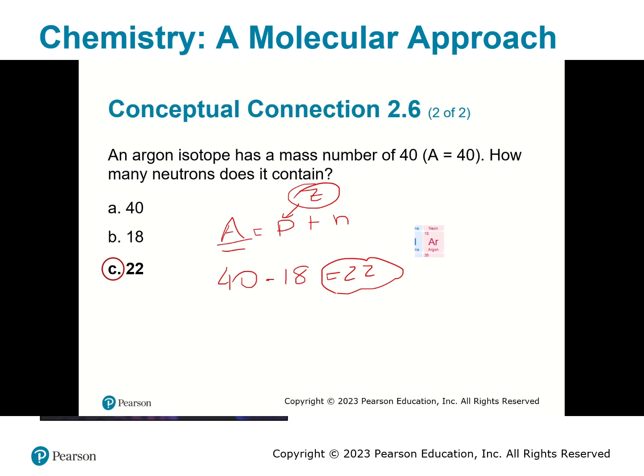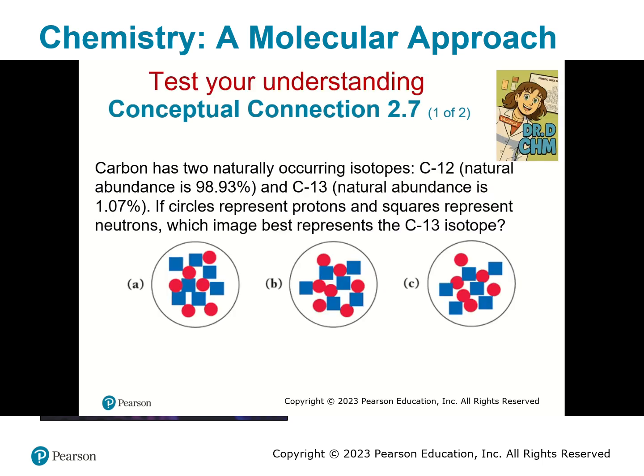Just pay attention. So let's test again. Carbon has two naturally occurring isotopes, C-12 and C-13. If circles represent protons and squares represent neutrons, which image best represents the C-13 isotope? Think well. Stop your video and try by yourself.